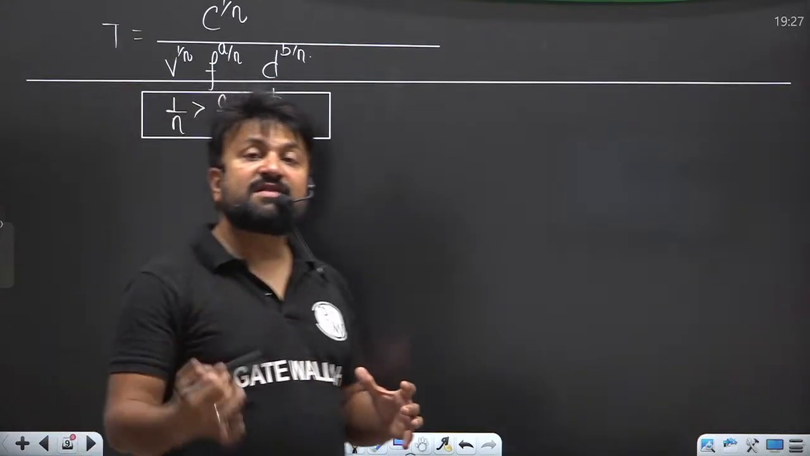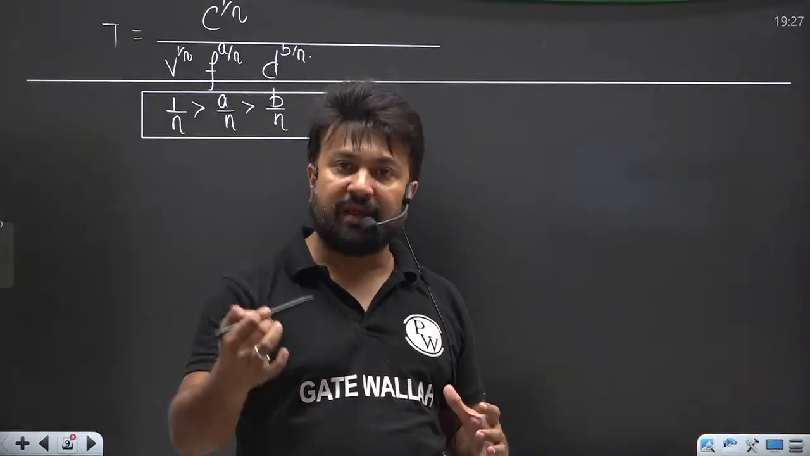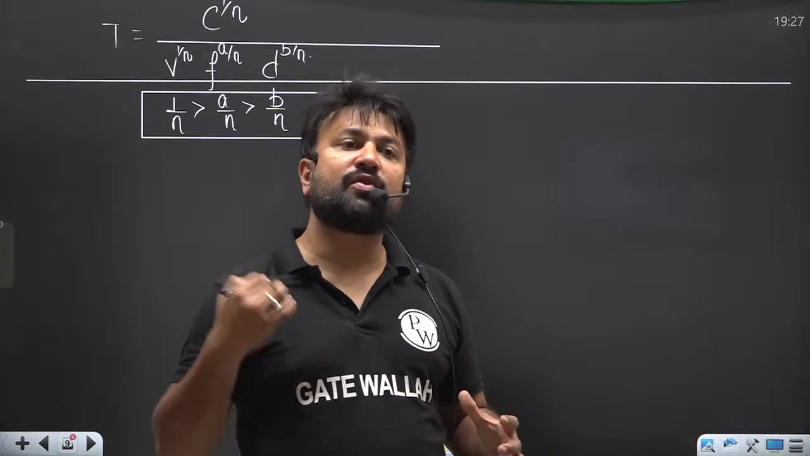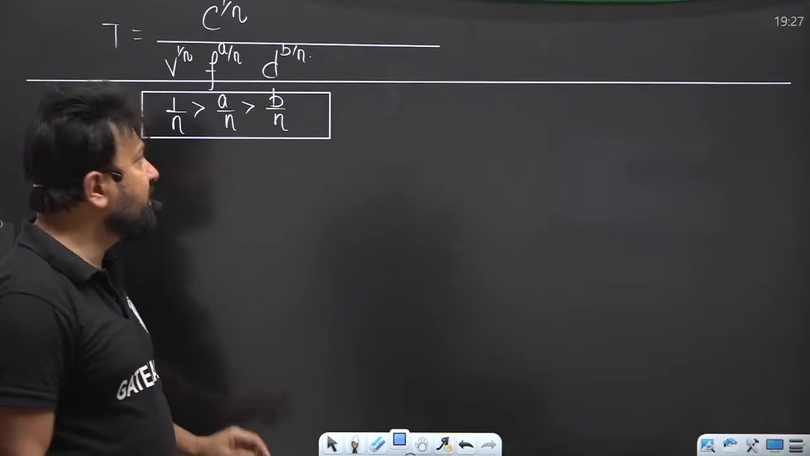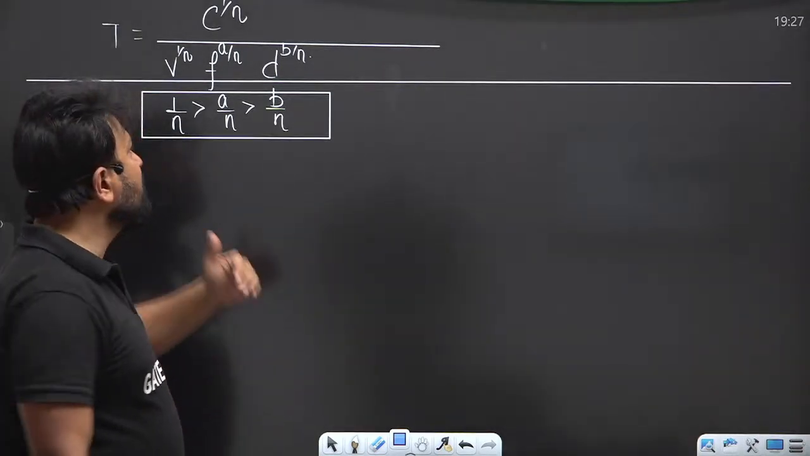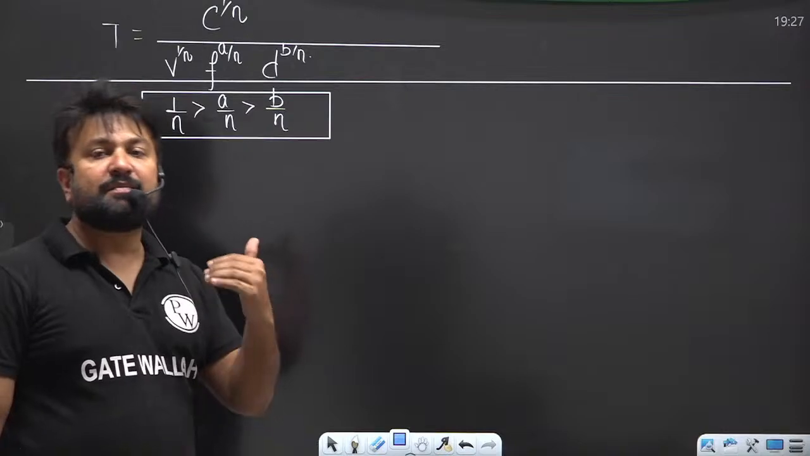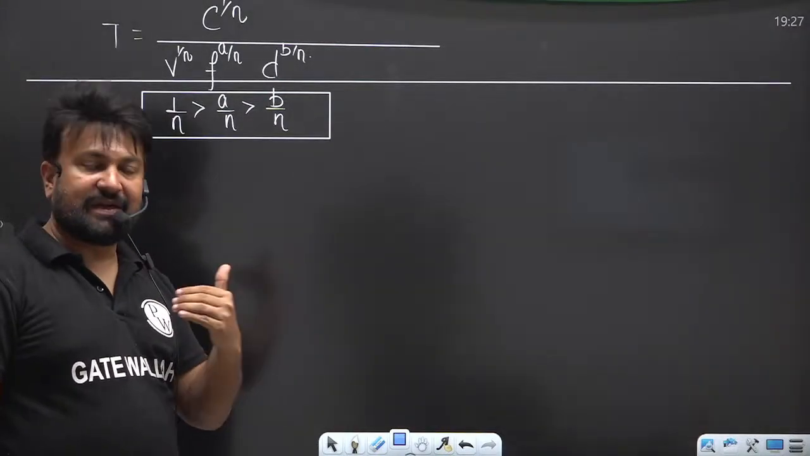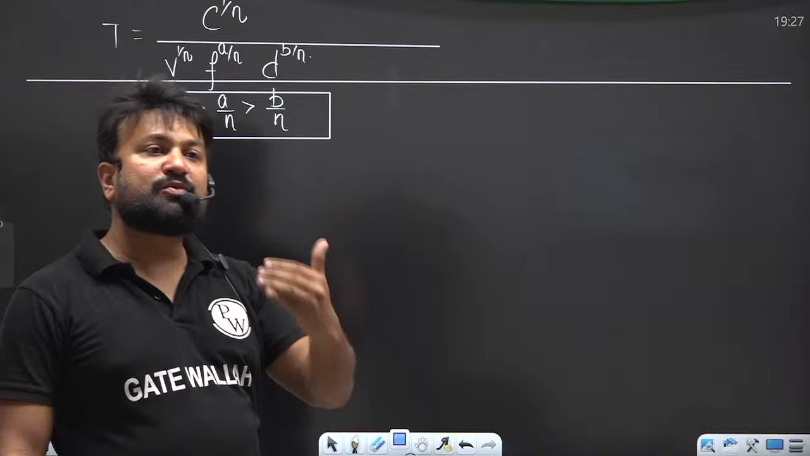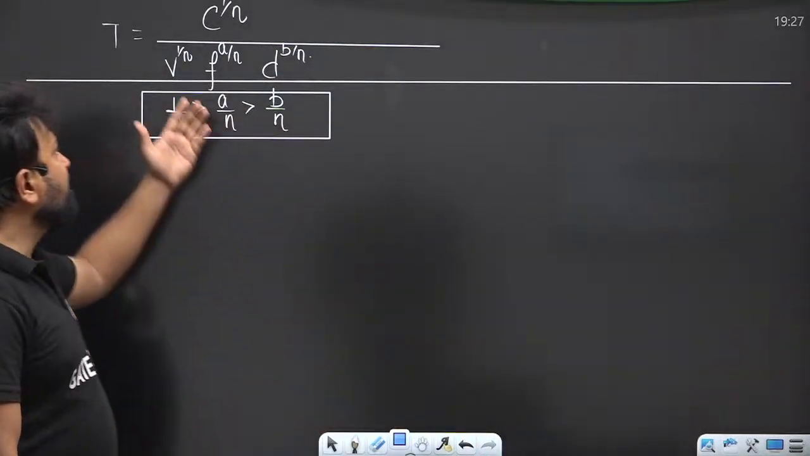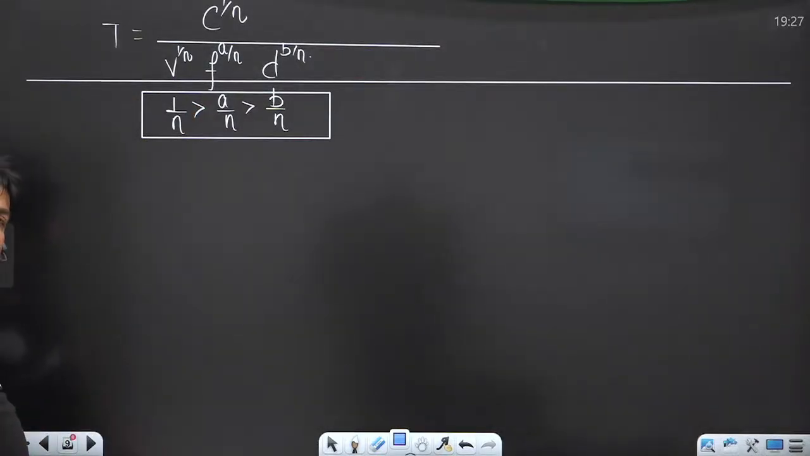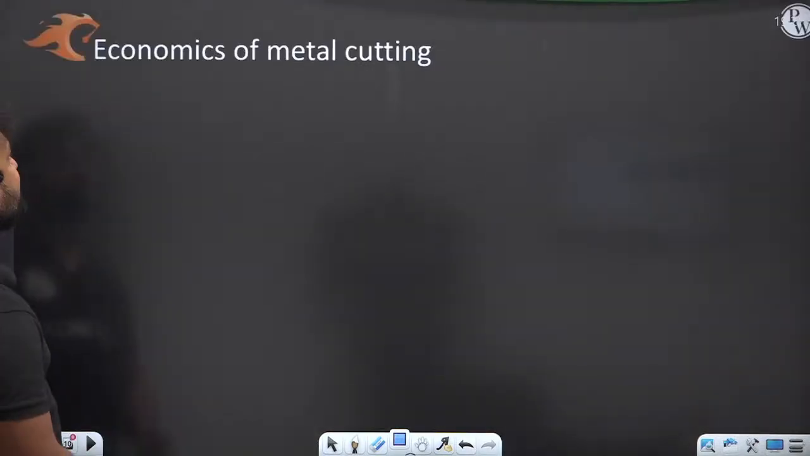It means velocity affects the life more. If you increase the feed by the same amount, the feed will affect it less compared to the cutting velocity. If you increase the depth of cut by the same amount, the tool life is affected very little compared to the feed. So velocity affects more and depth of cut affects less. I hope this basic is clear.